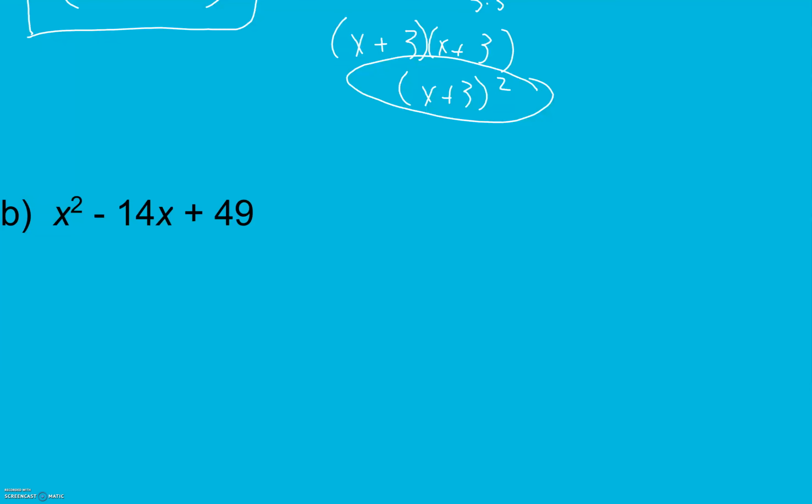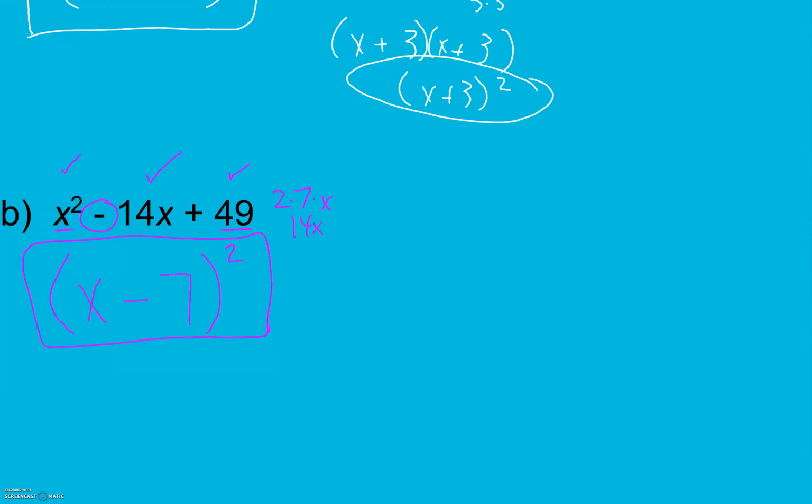So in B here, x squared is a perfect square, 49 is a perfect square. So to get to x squared, it's x times x. To get to 49 is 7 times 7. Now we have to check that middle term to make sure it works. So we have to take 7 times x, and then don't forget we have to double it and get 14x, which matches here. So this is a check. We take the sign from the middle and square it because we have two of those factors.